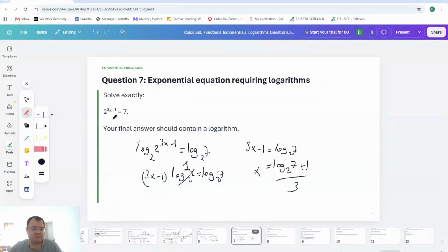You can also, instead of using logarithm base 2, use ln, for example. Logarithm of any base a you can also use, but I choose to use logarithm base 2 because we had an exponential with 2, not with e, in this example.